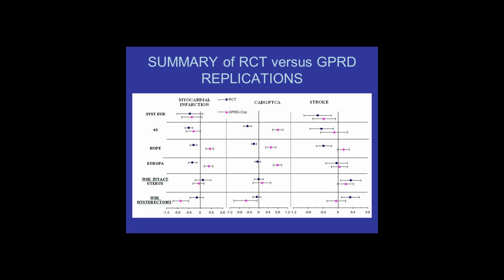And what you'll notice very quickly is in some of these trials, the pink ones and the dark ones are going in the opposite direction. And what that means is you have unrecognized bias, or what we call unmeasured confounding.